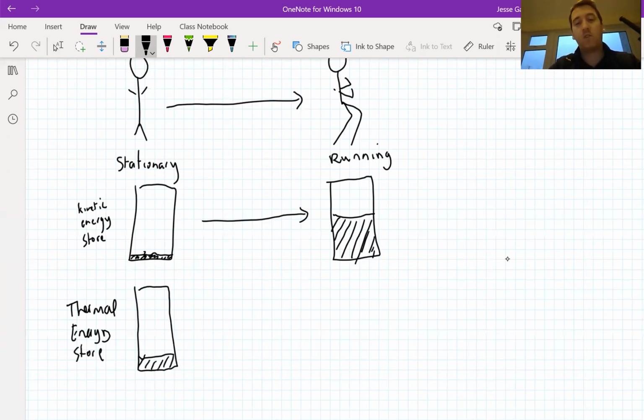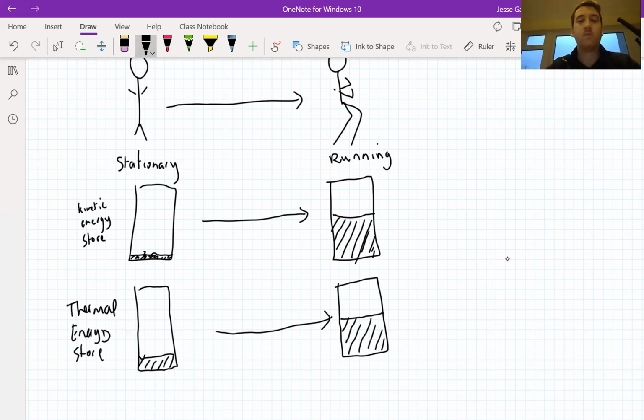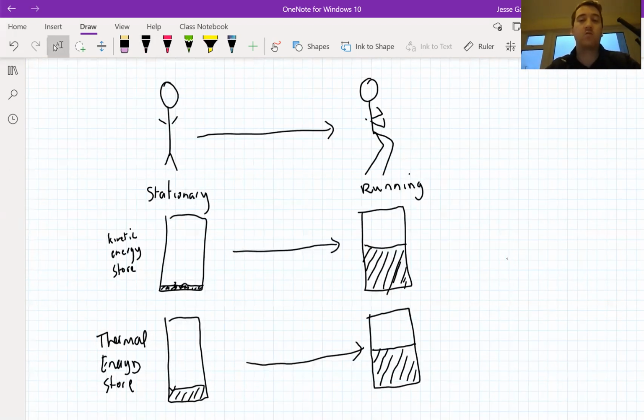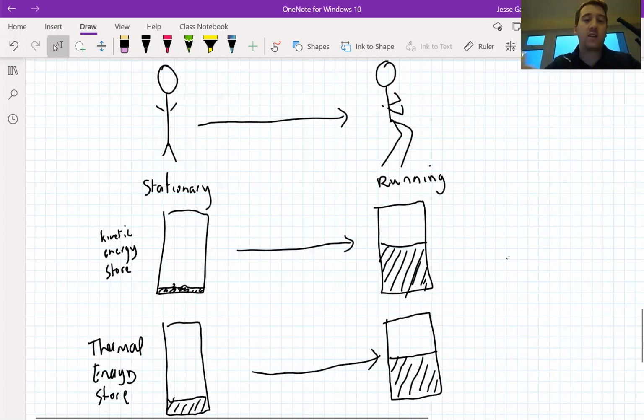And after you've been running for 20 minutes, your thermal energy store has started to get more full. Energy has been added to your thermal energy store. And now you feel hotter. Now, obviously, there are two energy stores involved in this action, this man going running. But it depends what the question is. If we were talking about, well, which energy store is filling up when a man goes running, we're probably most interested in this one because we're talking about running.